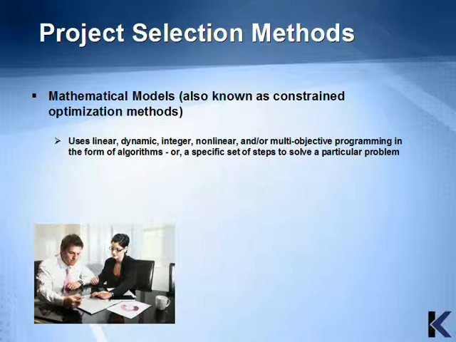This concludes the benefit measure models for project selection methods. There's only one other method to review briefly, and that is the mathematical model or constrained optimization model. The mathematical models are usually used for very large, complex projects. It's very complicated, and for the purposes of the PMP exam, you only need to know that they use linear, dynamic, integer, and/or multi-objective programming in the form of algorithms to obtain the information that may be useful for the evaluation. This concludes the project selection methods.